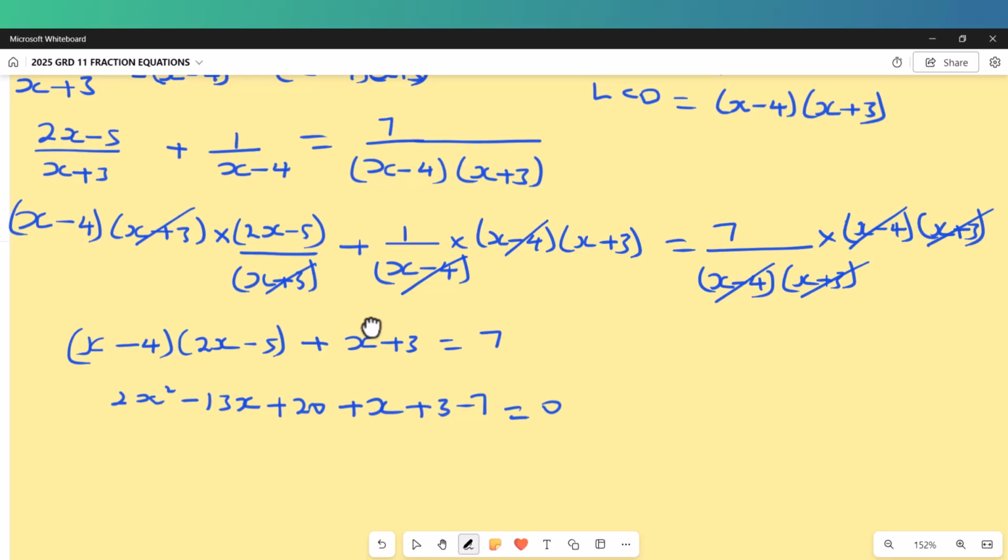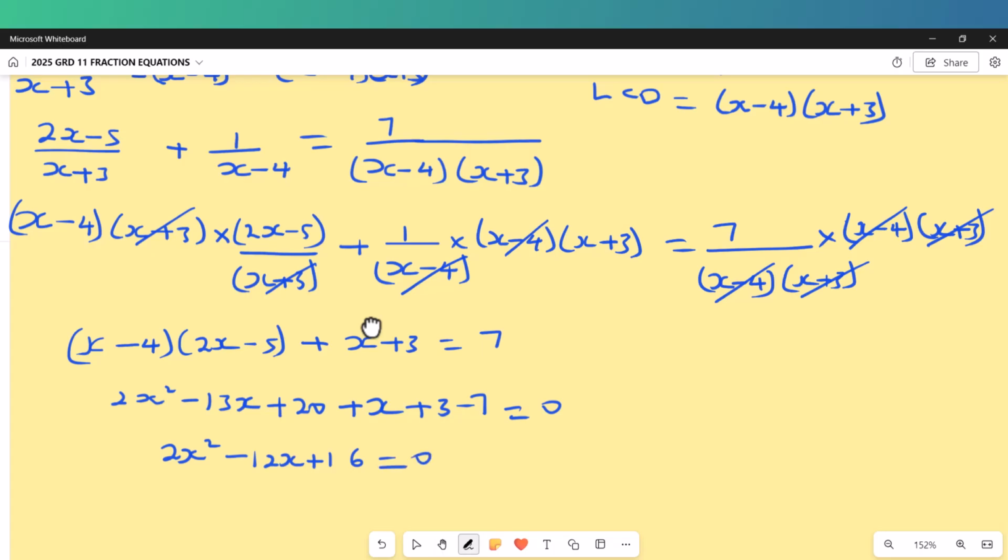Now this is 2x squared here. Okay. Now 13x negative plus 1x becomes minus 12x. Okay, 12x here. And then 20 plus 3, okay, 20, 3 minus 7, that's negative 4. So 20 minus 4 makes it positive 16. So I have here plus 16 equals 0.